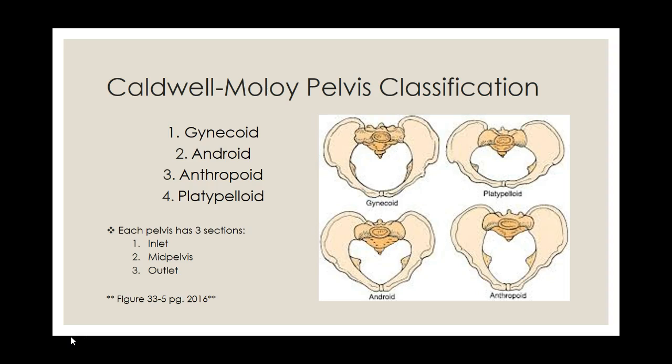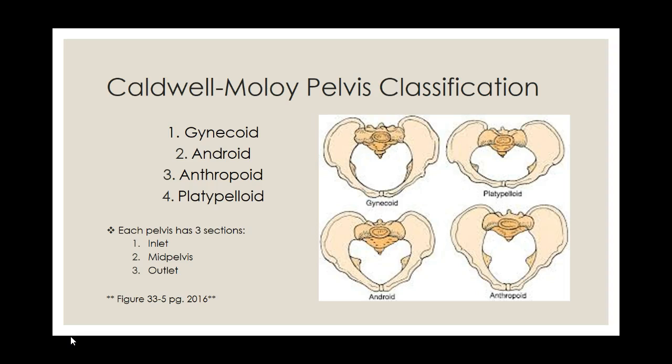Number two is your android pelvis. This is in your bottom left-hand corner. And this is your heart-shaped pelvis. There's a small mid-pelvis, a small outlet, and this pelvis is not very favorable for birth. The baby tends to descend very slowly through this pelvis, and as the fetal head enters the pelvis, in the android type pelvis, it enters in a transverse manner, or like in a sideways position almost. And it's very common for labor to stop, or just things don't progress very well, because if the baby can't descend completely through the pelvis, then labor doesn't do us much good at that point. The term we use for that is arrest of labor.